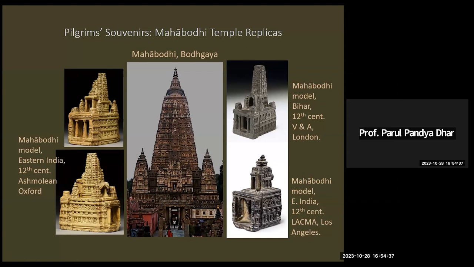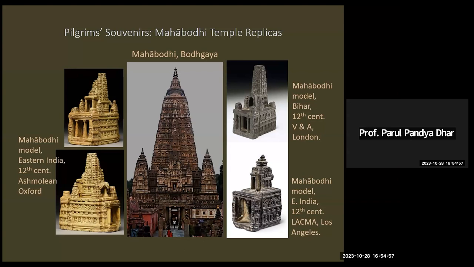So all of these three models are interestingly of the 12th century. And they're about 15 to 20 centimeters tall. They were portable and could be carried across long distances by pilgrims.